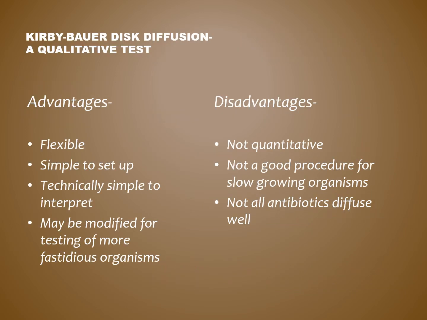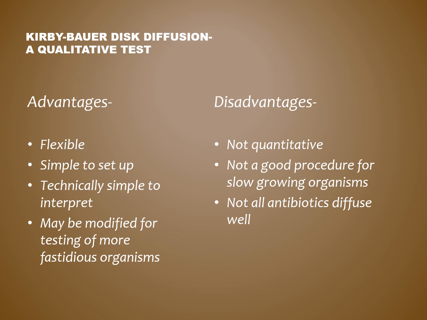There are some advantages to the Kirby-Bauer disc diffusion method, and again, this is a qualitative test where we're just looking for sensitive, intermediate, or resistant to certain drugs. Advantages of the Kirby-Bauer test are that it's flexible and simple to set up. It's technically simple to interpret, and it may be modified for testing more fastidious organisms. Typically the media of choice is Mueller-Hinton agar, but if you're testing a bug like Haemophilus or Neisseria, you could buy Mueller-Hinton with chocolate in the media, or Mueller-Hinton with blood in the media.